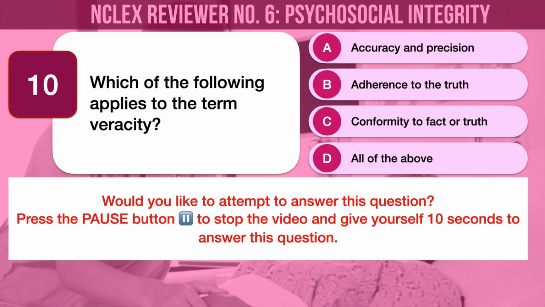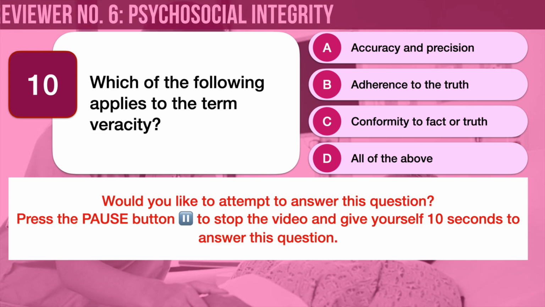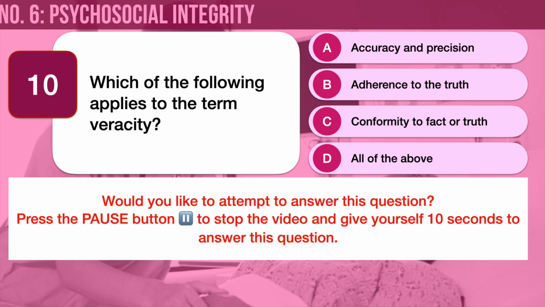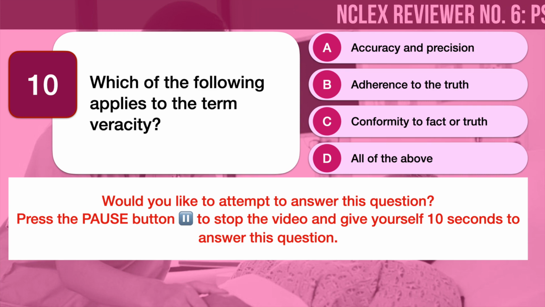Question number 10. Which of the following applies to the term veracity? A. Accuracy and precision. B. Adherence to the truth. C. Conformity to fact or truth. D. All of the above.